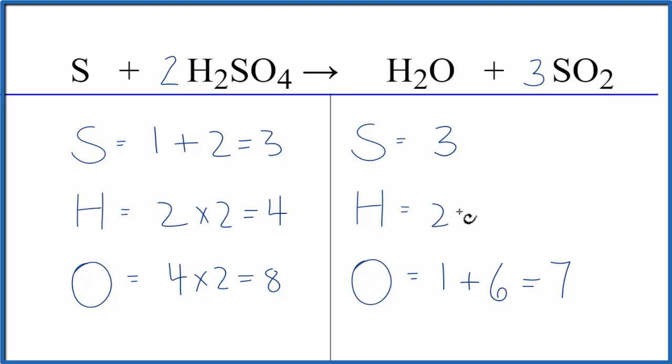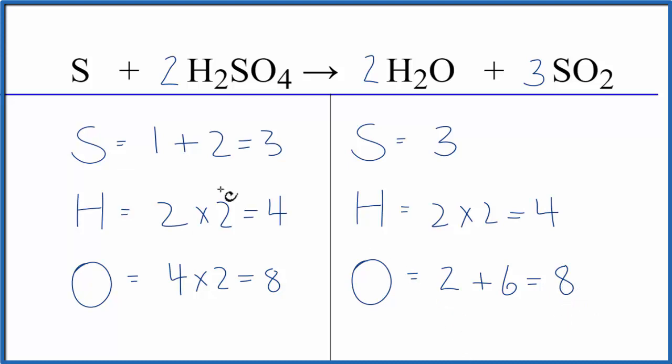Let's leave these again and fix the hydrogens, and that might fix the oxygens. So I have 2 here and 4 here. Got to put a coefficient of 2 in front of the H2O. So now 2 times 2, that gives me 4. Hydrogens are balanced. Let's update the oxygens. We have 1 times 2, that gives us 2 oxygens, plus 2 times 3, that gives us 6, and we have a total of 8 oxygens. And this equation is finally balanced.